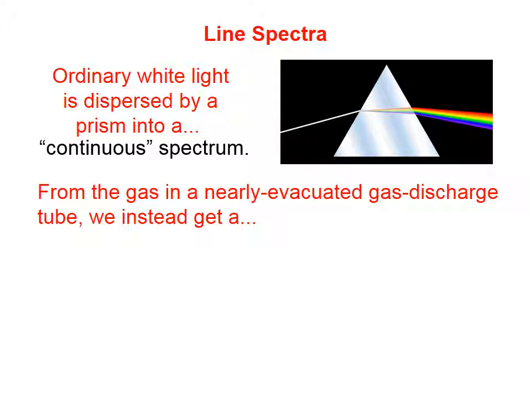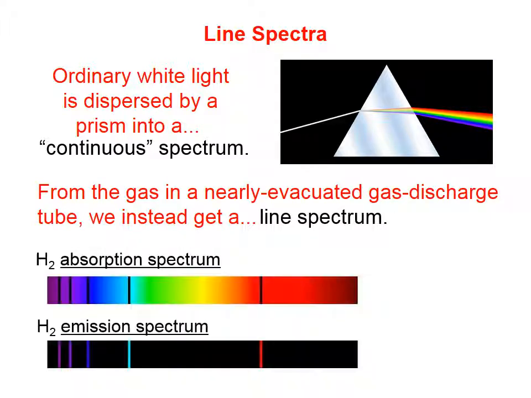From the gas in a nearly evacuated gas discharge tube, we instead get a line spectrum. What we see here are two spectra, the absorption spectrum of hydrogen and the emission spectrum of hydrogen. And you can see that there is clearly a correspondence here, where in one case we have dark lines with a colored background. In the other case we have a dark background with discrete colored lines.